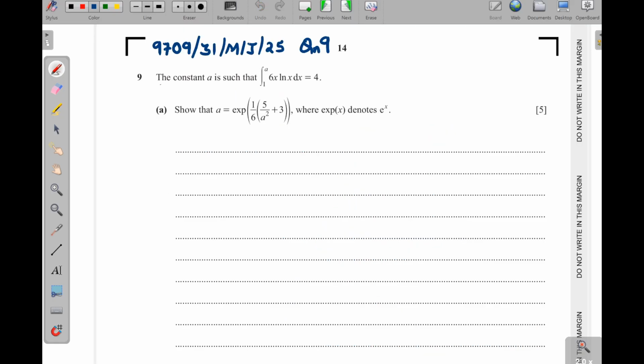Question 14. The constant a is such that when you integrate from 1 to 6, this function here, 6x natural log of x dx is equal to 4.